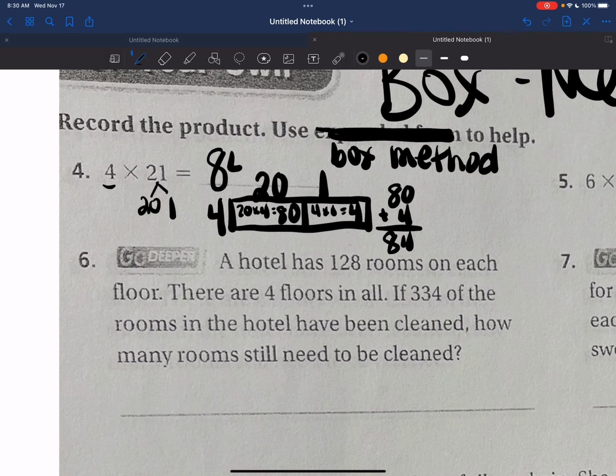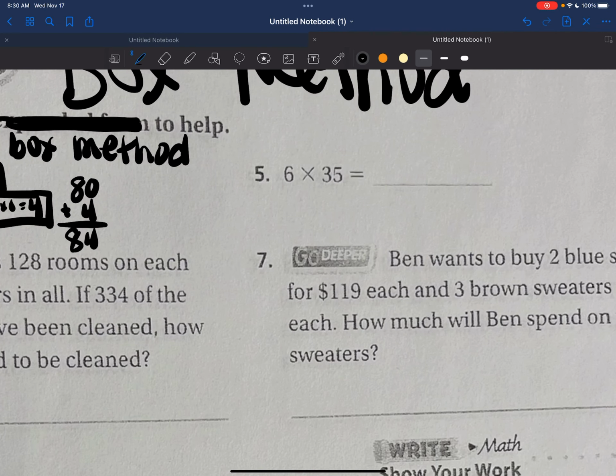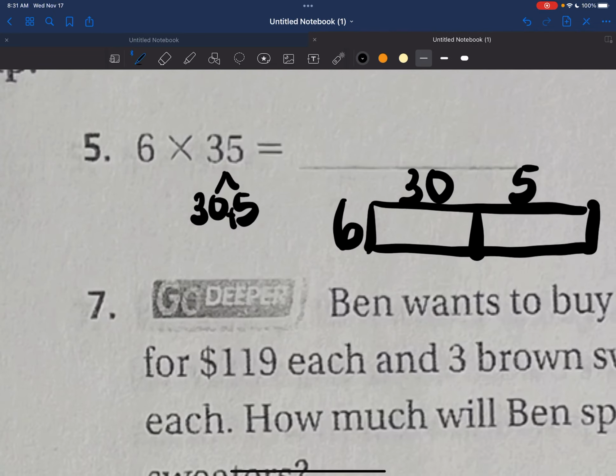Next, we will move on to number 5 over here. Again, we will use our box method. We need to decompose our larger number, which is 35. 30 plus 5. Draw out your box. 30 and 5 and 6 along the side.